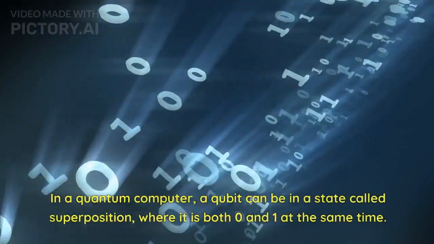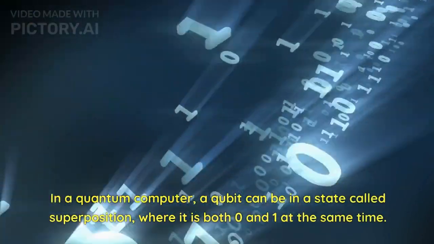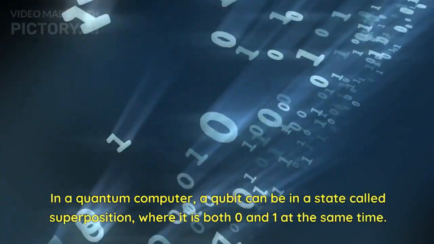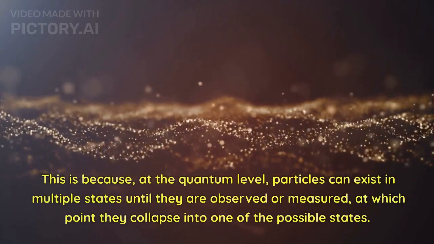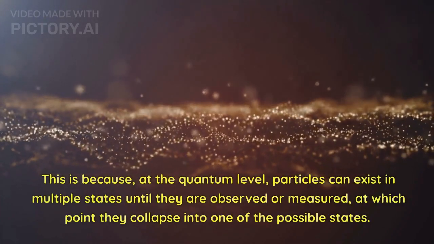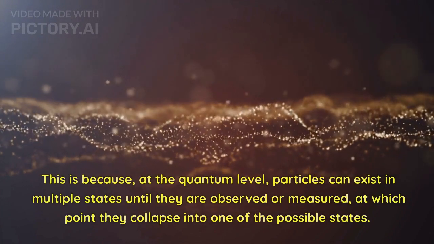In a classical computer, a bit is either 0 or 1. In a quantum computer, a qubit can be in a state called superposition, where it is both 0 and 1 at the same time. This is because, at the quantum level, particles can exist in multiple states until they are observed or measured, at which point they collapse into one of the possible states.